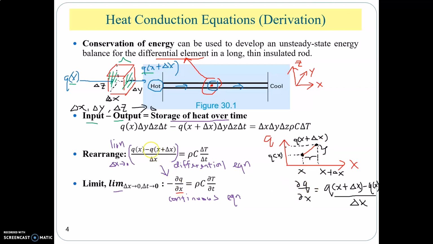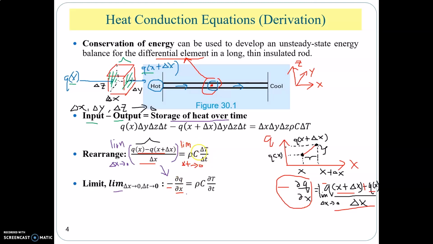So in this case, since you have qx minus qx plus delta x, to make this term equal to this term here, you need to multiply negative on both sides. So in this case, you have qx minus this, which is exactly the same with this term. So therefore, we can represent it to be negative delta q over delta x. So this is the reason why you have negative here.